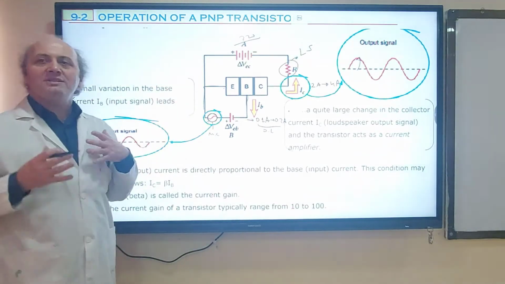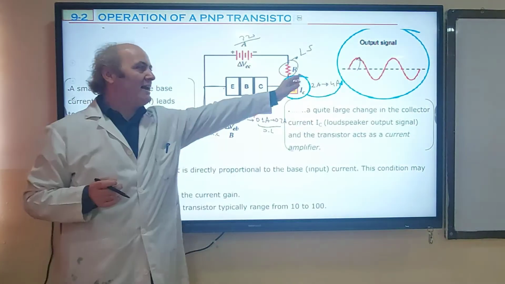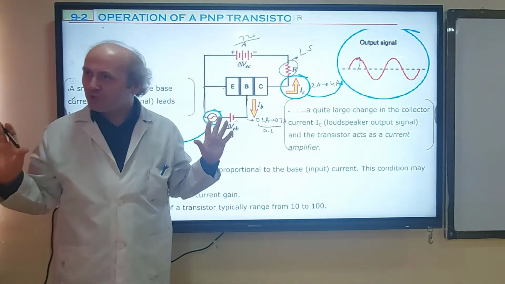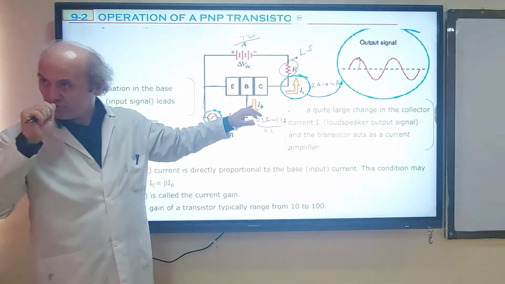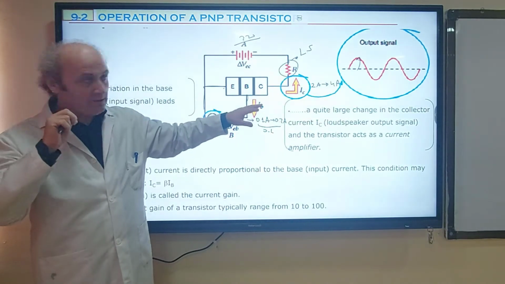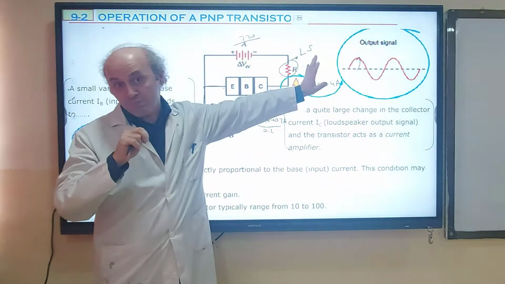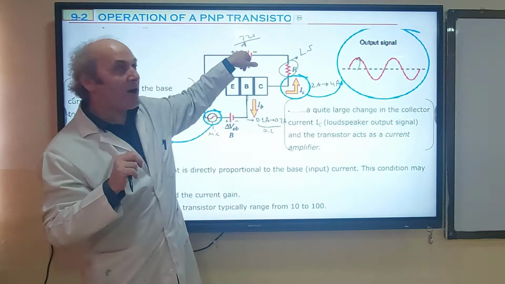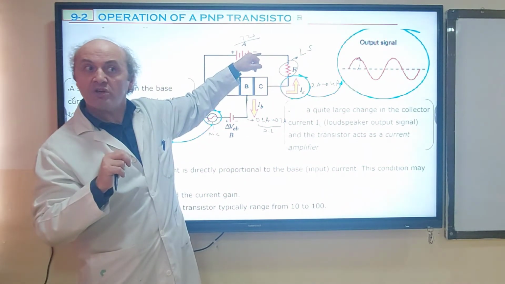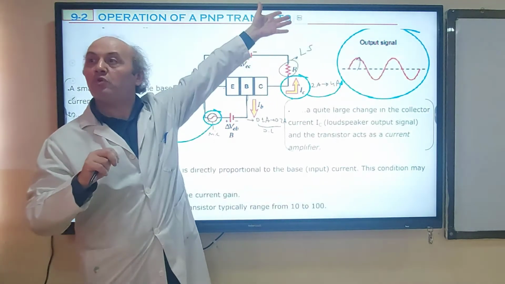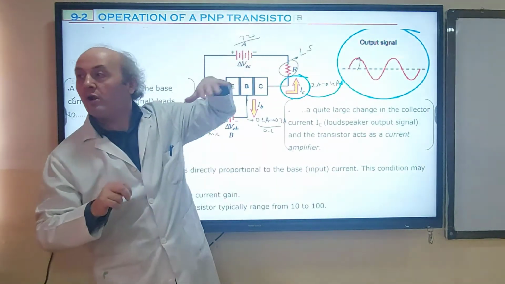In here, what is happening is this. IB and IC change directly proportionally. Only IB is a very small current, which is the microamp current. When this current doubles, that current also doubles. The only difference is that current is provided by a very strong battery. So it also doubles, but doubles from 2 to 4 or 3 to 6 or 5 to 10.